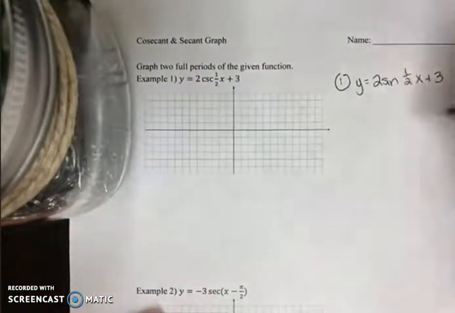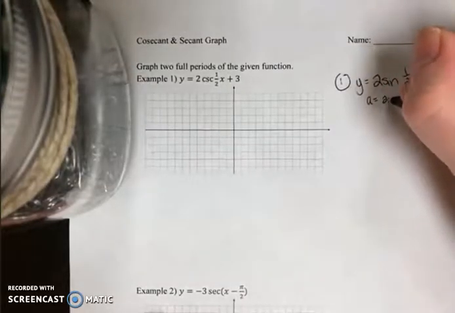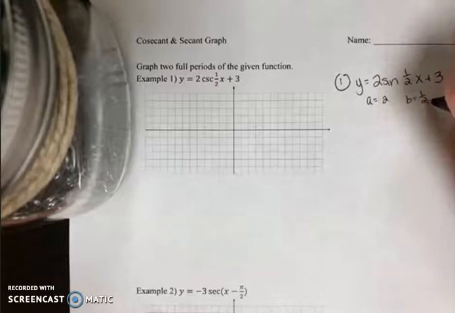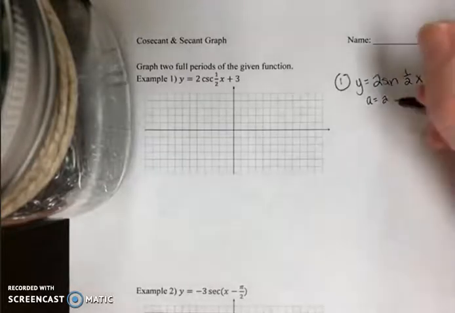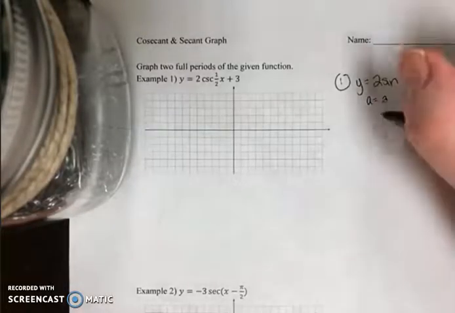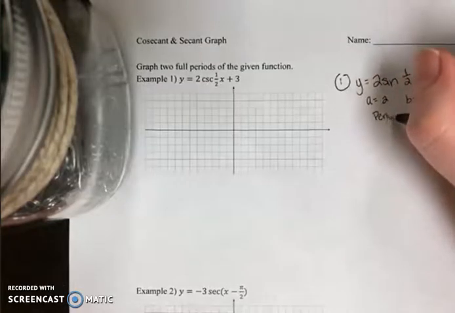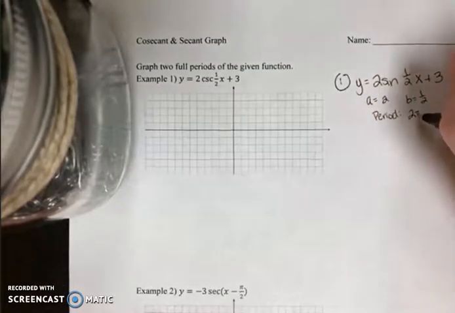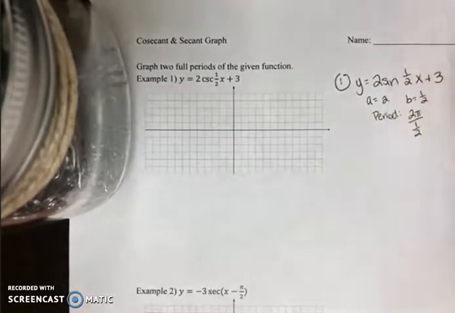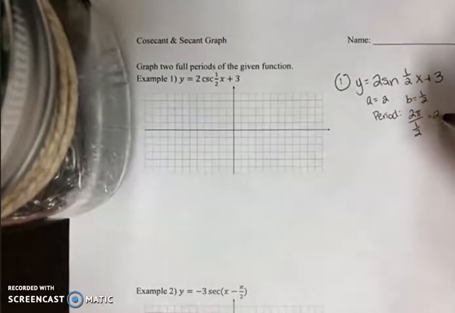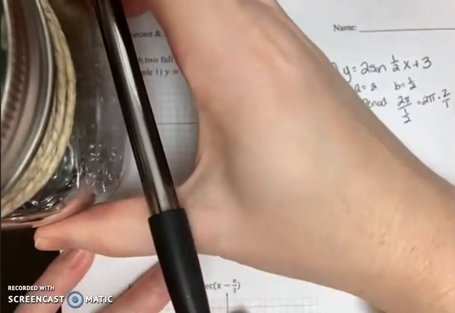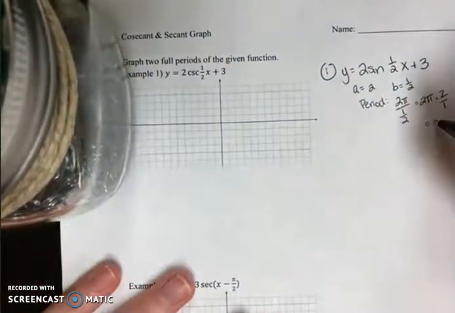When we're graphing sine, we know the first thing that we have to do is graph it with a and b impacting the graph. A gives us the amplitude and b helps us find the period, which is 2 pi over b. Whenever we divide by a fraction, you should know to keep, change, flip. So that gives me a period of 4 pi.